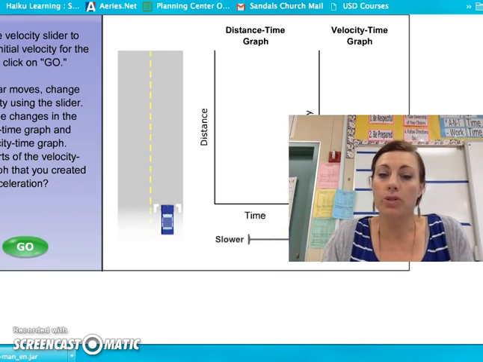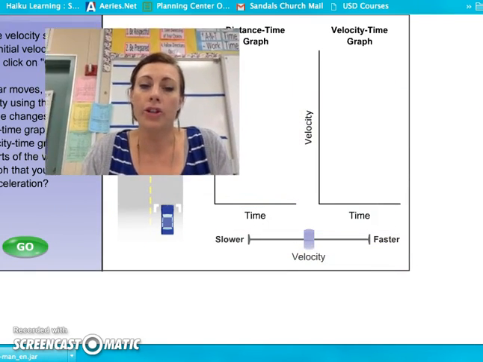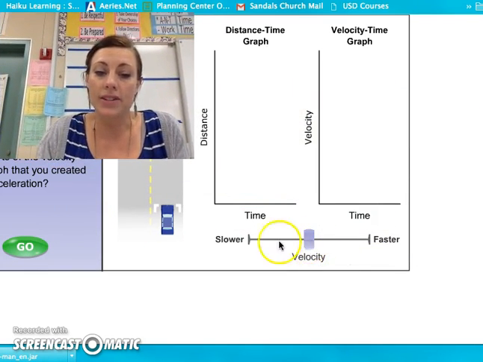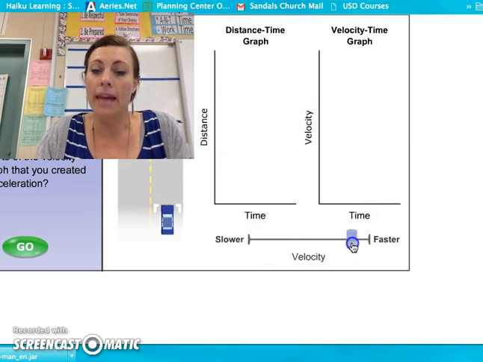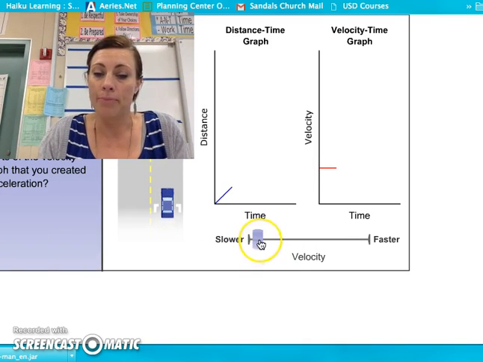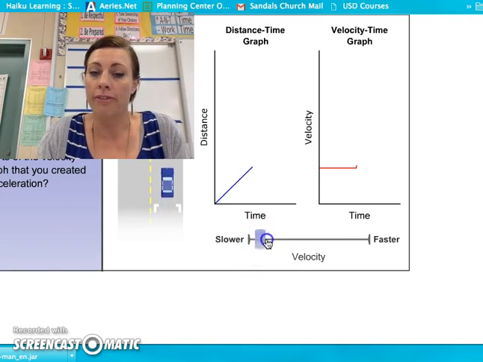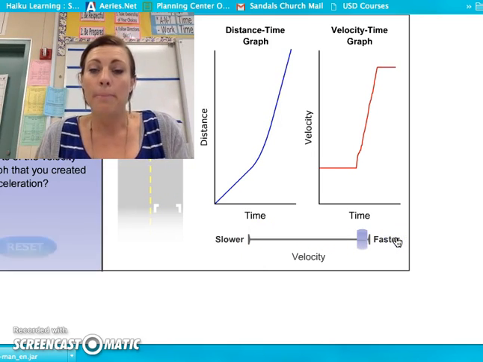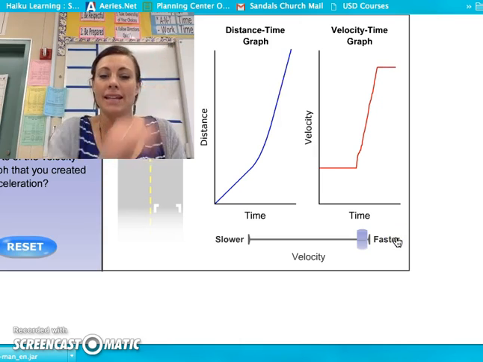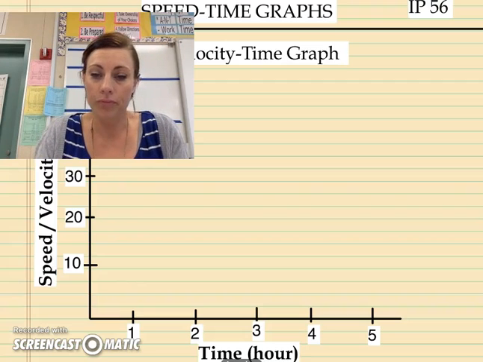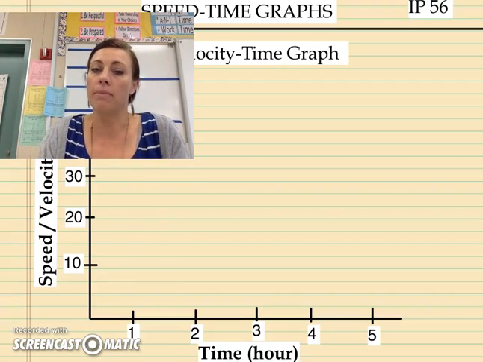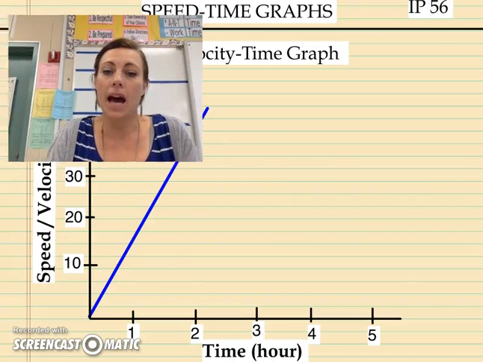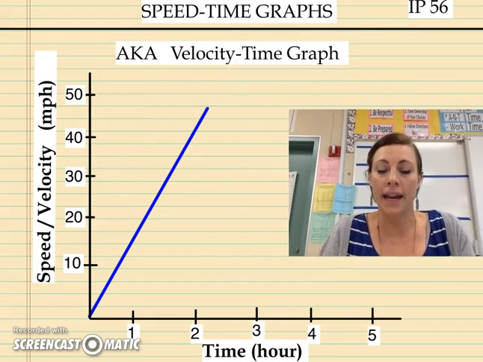In order to take some notes on a speed time graph, let's go back to this animation that I showed you the other day. I'm going to show you a car going slow and then speeding up. Notice that on the velocity time graph, the line goes up as the car goes up because it's showing that speed is increasing. So on your graph on page 56, make an upward sloped line.